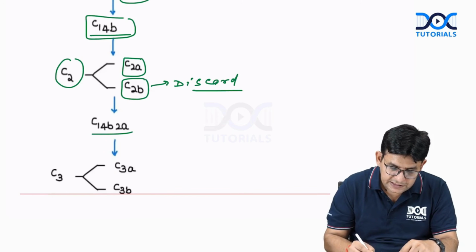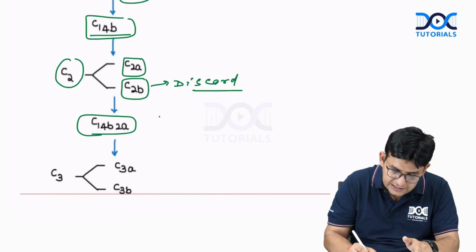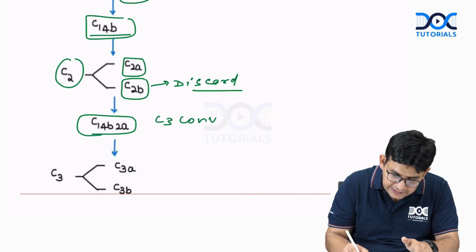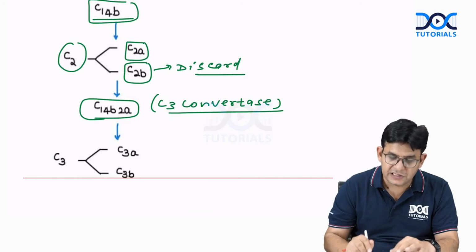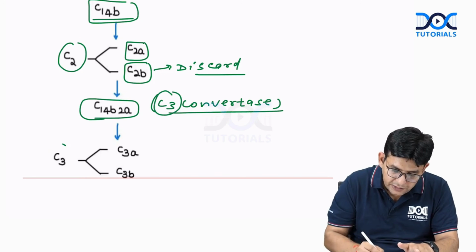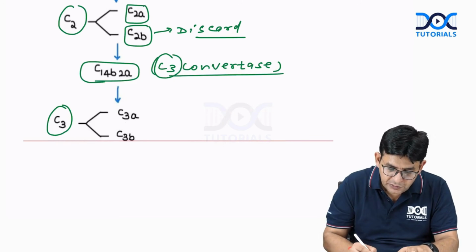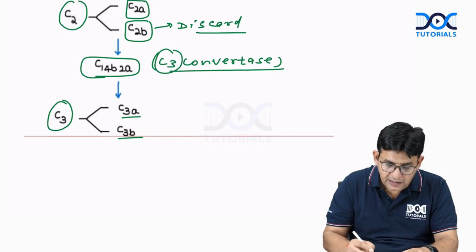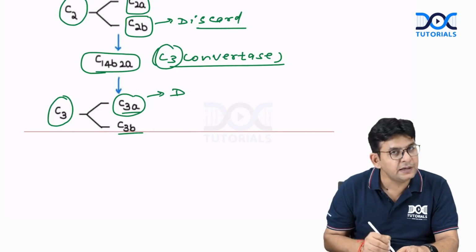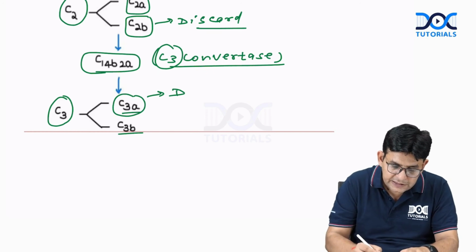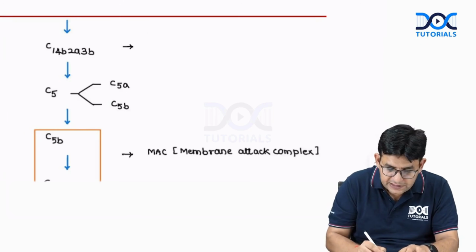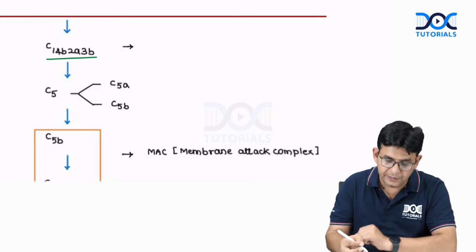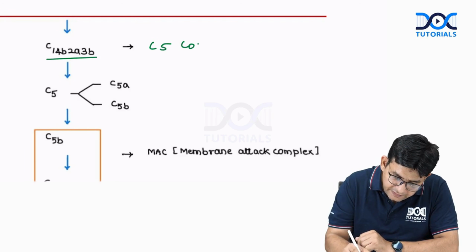And now what is it? C14B2A. And this is termed as which convertase? C3 convertase. If this is a C3 convertase, it will act upon what? C3. Divide this into C3A and C3B. As a rule, which is discarded? The A component is discarded. What will be carried forward? C14B, 2A, 3B. So that will be carried forward. And this is termed as C5 convertase.